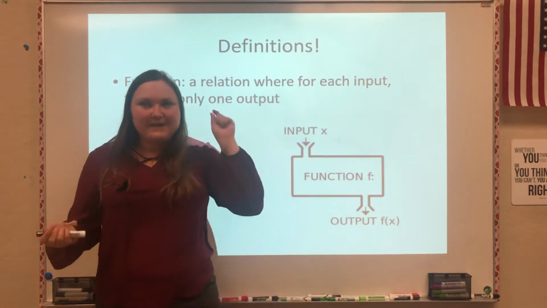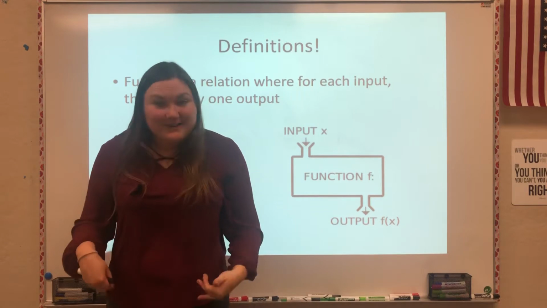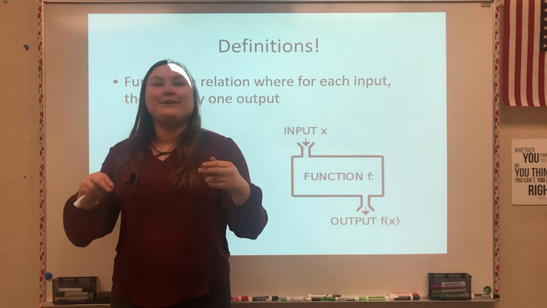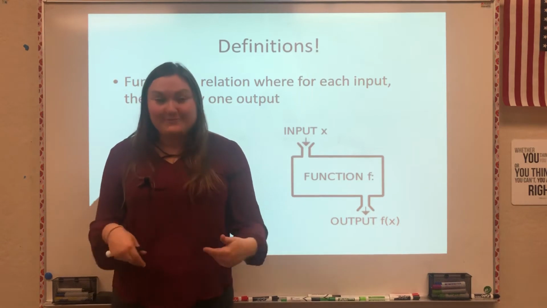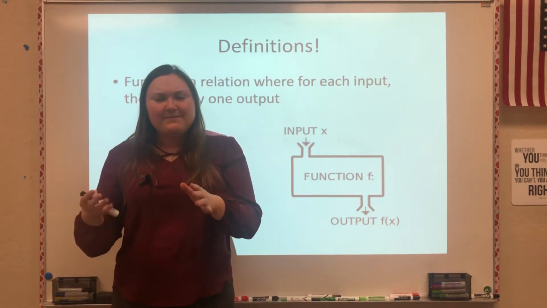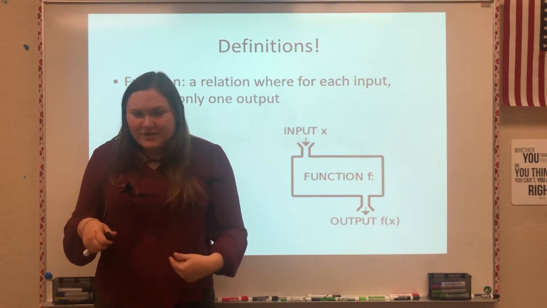So for example, I can press the button for water and I should only have one output. I should only be getting water out. I could push the button for Coke. There should only be one thing coming out. A Coke should be coming out. There might be a lot of different buttons that all say water, but at the end of the day, it doesn't matter which one I press, only water should be coming out.